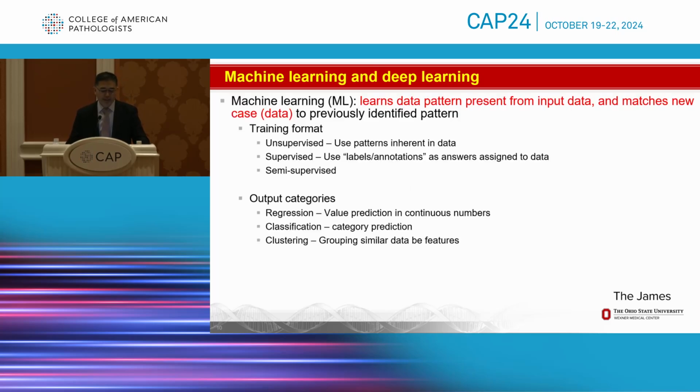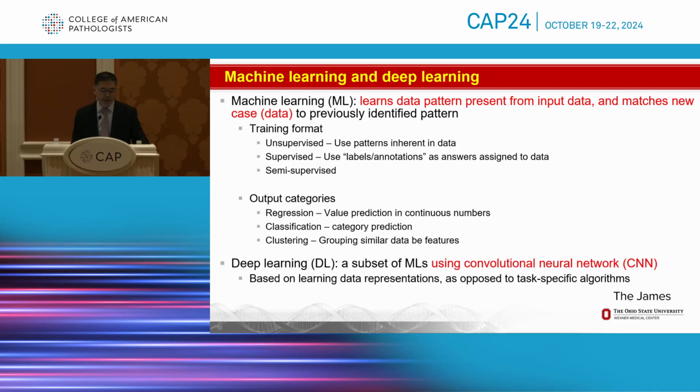Machine learning can learn data patterns from training data, the input data, and then match new cases or new data to previously identified patterns. This training format can be supervised, unsupervised, or mixed, so-called semi-supervised. The output categories in the machine learning model can be a regression model, a classification model, or a classification tree model. There are so many there. We are not going into the detail.